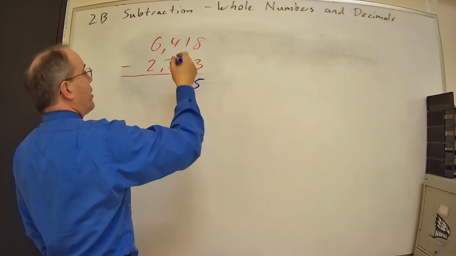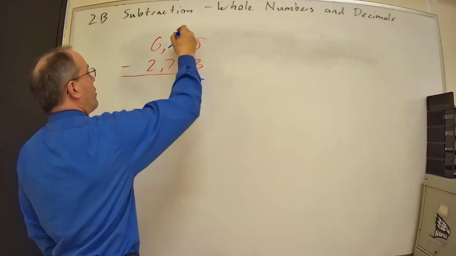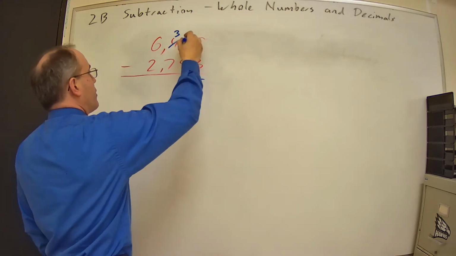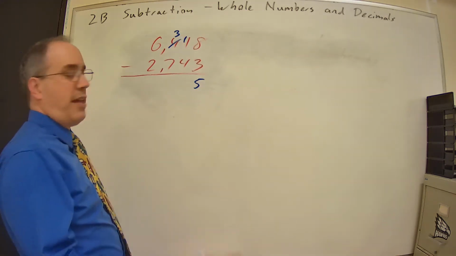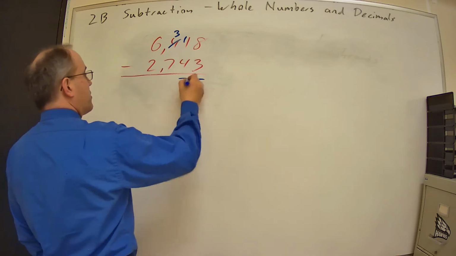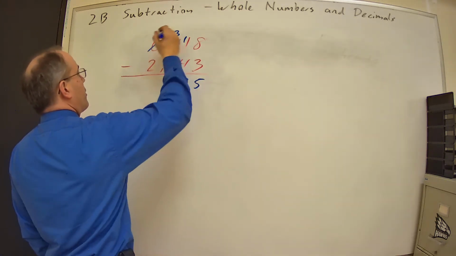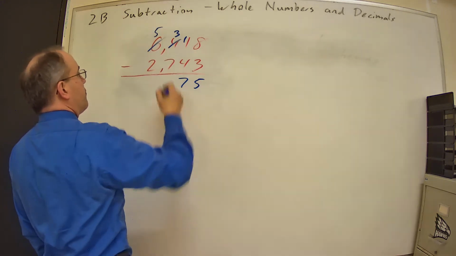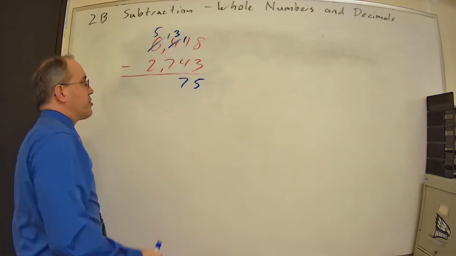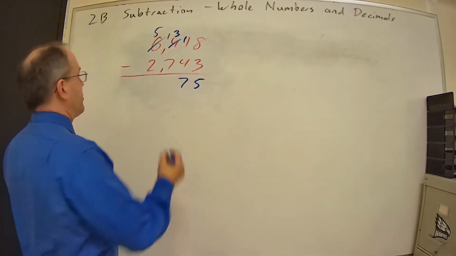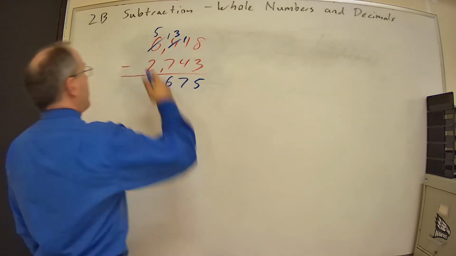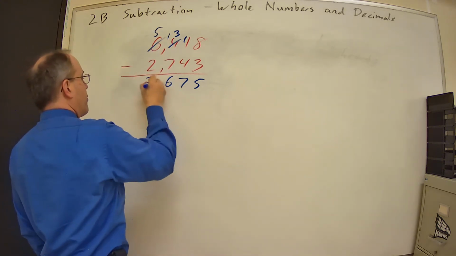1 minus 4, we can't do it, so we're going to take this 4 and turn it into a 3 and bring that 1 over here. So we now have 11 minus 4, which is 7. 3 minus 7, we can't do it, so we're going to borrow 1, making this 6 a 5, and putting a 1 here. So 13 minus 7 is 6, and then 5 minus 2 is 3.